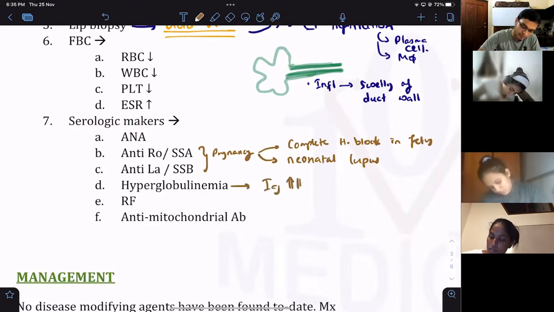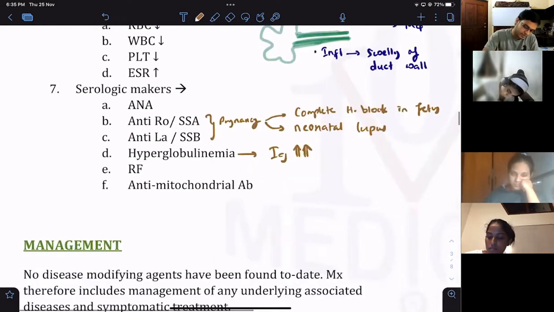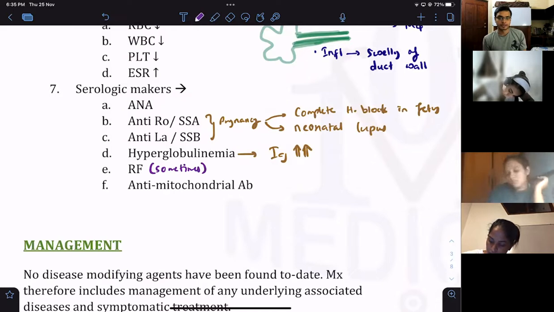Immunoglobulins are going to be high. The autoantibodies, right? Basically our gamma globulins. Sometimes, guys, rheumatoid factor can be there, right? You can write sometimes, usually, right? Sometimes rheumatoid factor is positive, right? It is common, right? It's not a rare scenario.